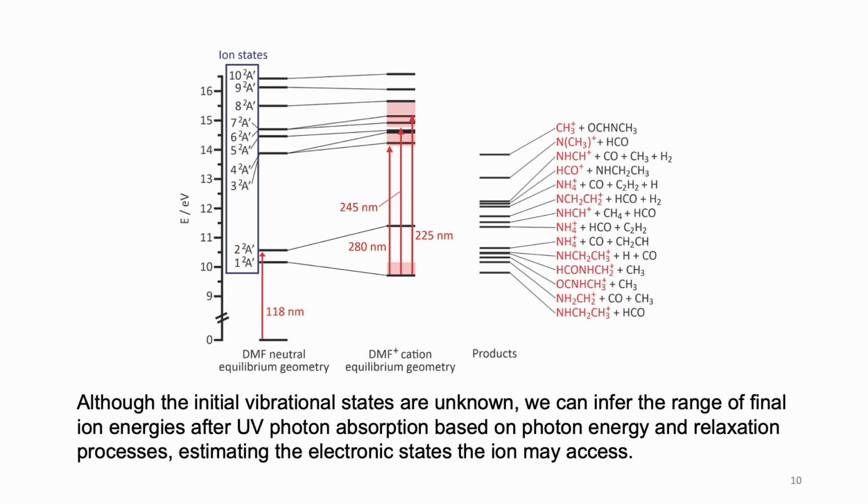Although the initial vibrational state cannot be precisely determined, we can infer the range of final ion energy after absorbing ultraviolet photons based on the photon energy and the relaxation process. This allows us to estimate the range of electronic states the ion may transition to.